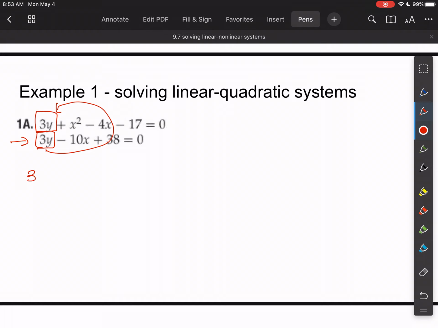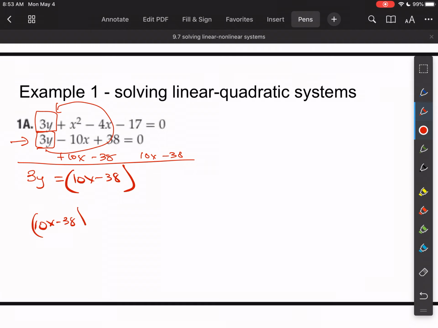So for 3y in this case, I'm going to add 10x and subtract 38 from both sides, right? So I'm going to add 10x, subtract 38. So 3y is equal to 10x minus 38. All right, I'm going to take this now, and I'm going to plug it into my other equation for 3y, so that I can see where the overlap happens. So I'm replacing it, right? So 10x, I always like to use parentheses, minus 38 has replaced 3y in the first equation, plus x squared minus 4x minus 17 equals 0.